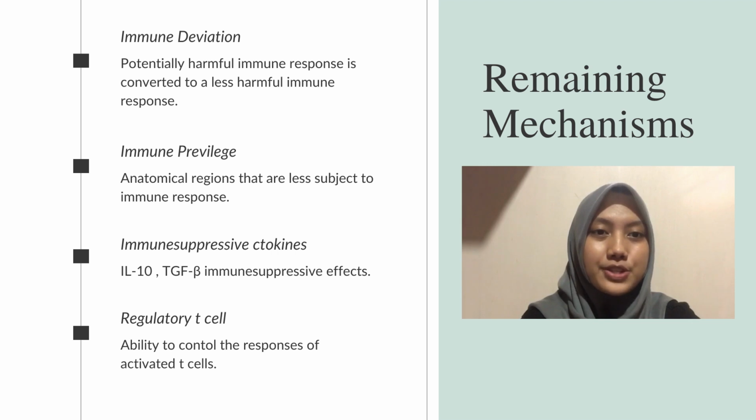Immune deviation refers to the phenomenon in which a potentially harmful immune response is converted to a less harmful immune response. Immune privilege refers to the fact that there are certain anatomical regions that are less subject to immune response. Certain cytokines such as interleukin-10 and transforming growth factor beta have immune suppressive effects. Regulatory T cells have the ability to control the response of activated T cells.